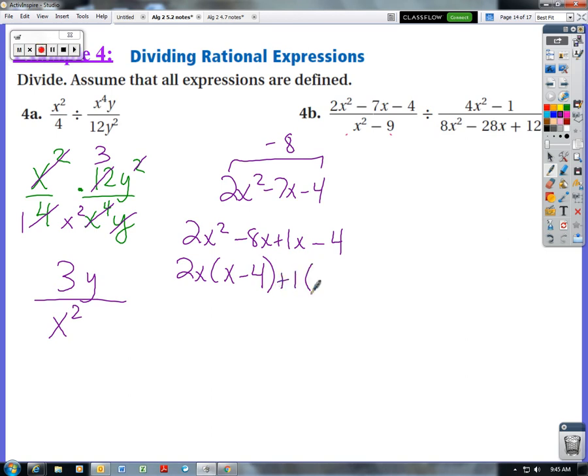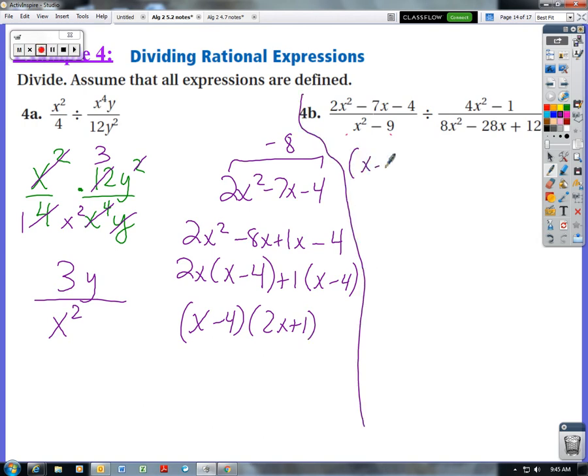Positive 1 will come out. That means that stays the same. We have an x minus 4 in common, and then we're left with 2x plus 1. So I've got x minus 4, 2x plus 1, and then this is a difference of squares, x plus 3 times x minus 3. We're dividing, so we have to flip and multiply. So this big thing is going to come up here on top.